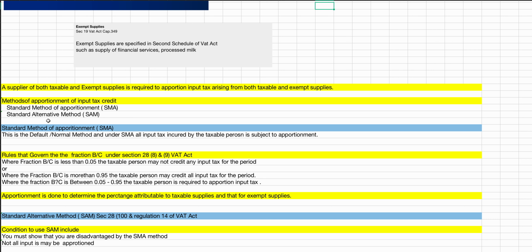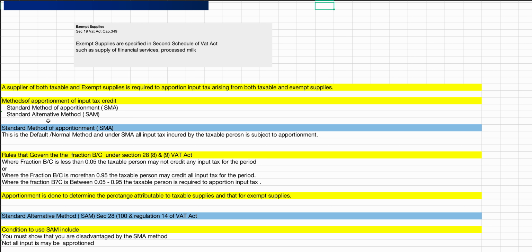Moving further, we said for a supplier to qualify for apportionment, or to apportion his input, he must be dealing in both taxable and exempt supplies. So, in instances whereby a supplier is only dealing in taxable supplies, he will not be required to apportion his input. It will be all allowed. But in instances whereby you have both taxable and exempt, that's when apportionment comes in.